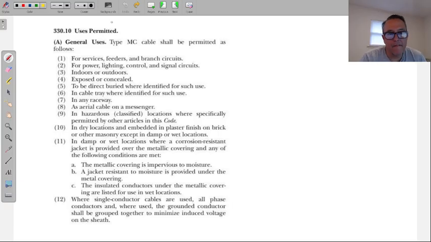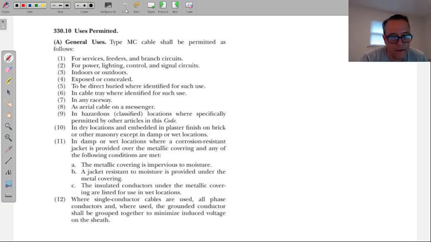For power, for lighting, for control circuits, for signal circuits, for indoor and outdoor use, so you can use it outside. Exposed or concealed: this means I can expose it so you can see the MC cable. If it's in a warehouse or something like that, I can definitely run MC cable exposed. Or concealed, meaning I can put it behind drywall, which is a very normal way to do it. To be direct buried where identified for such use. And we can ignore the cable tray, and I can put it in a conduit.